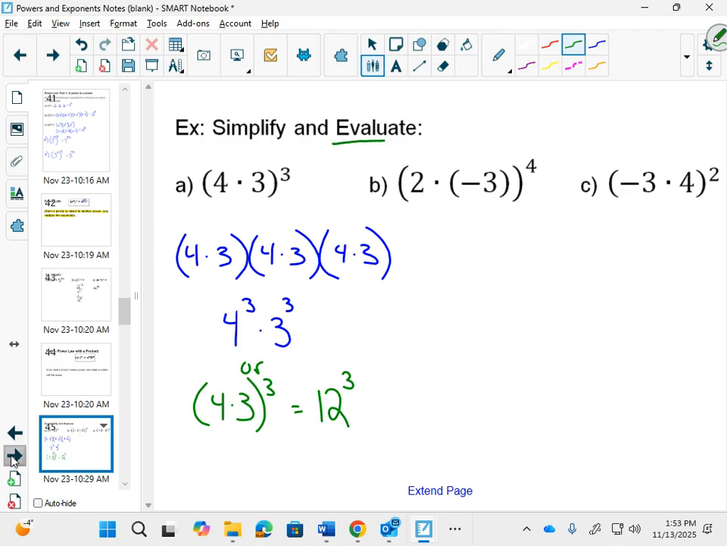And it says evaluate. Evaluate means take out your calculator. I'm hoping that's right. Can someone check on their calculator? 12 cubed? Is it 1296? What's 12 cubed? 12 times 12 times 12. 1728, thank you.